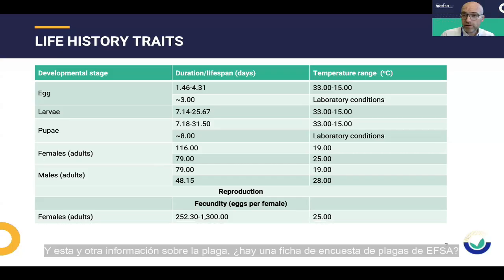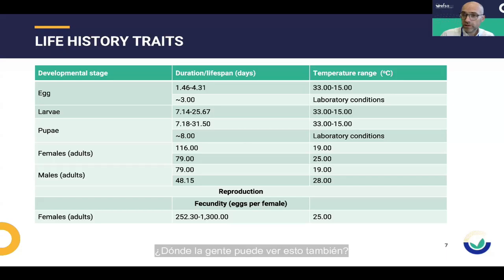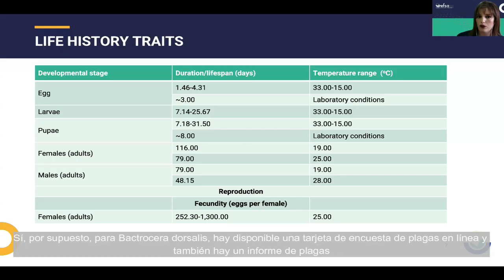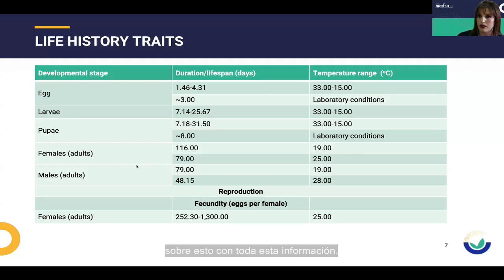Okay. And this and other information on the pest, is there an EFSA pest survey card where people can find this? Yes, of course. For Bactrocera dorsalis, there is a pest survey card available online, and also there is a pest report on this with all this information.